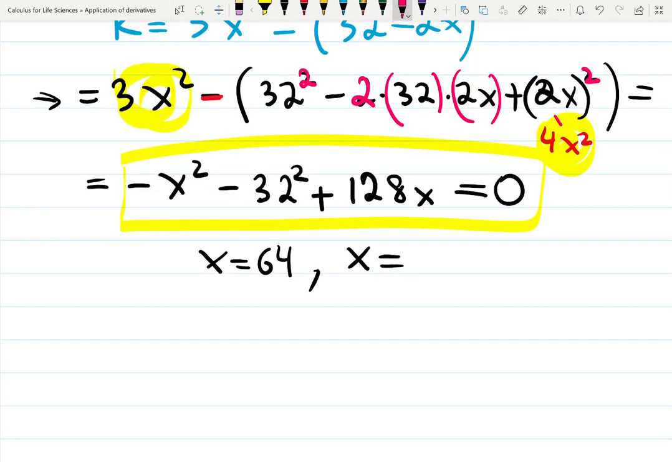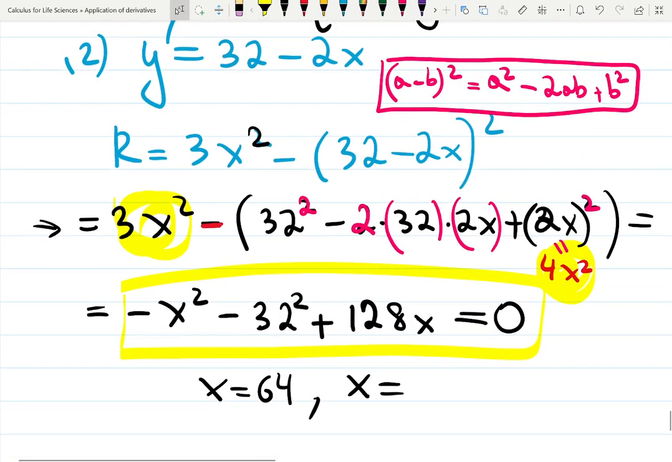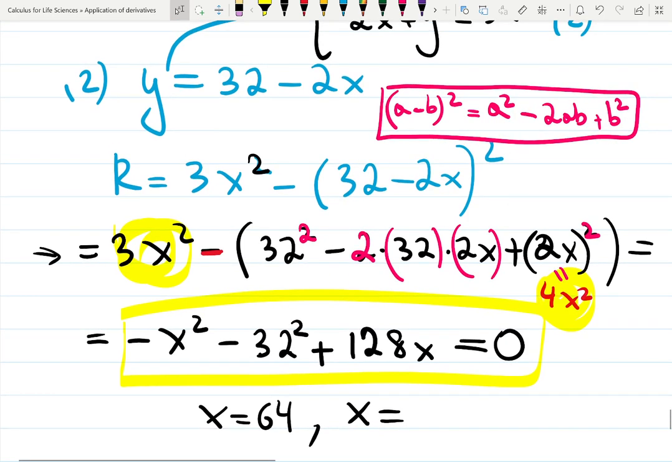That was good. So did anyone solve while I was talking? 64 and what? Or just 64? I got 8.5 something, and then the other one is 119. Yeah, that's what I got.